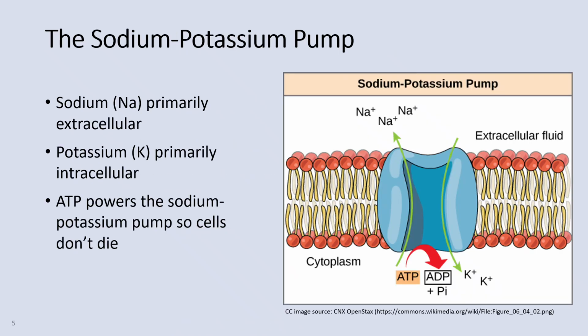Much of the ATP created during aerobic metabolism is used by the sodium-potassium pump in the cell. Sodium, whose chemical abbreviation is Na, is primarily found outside the cell, while potassium, whose chemical abbreviation is K, is found primarily inside the cell.